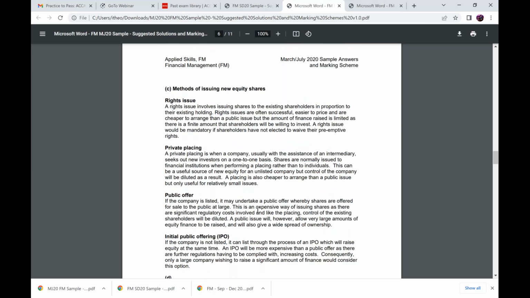One is called rights issue. If you can see on the screen, one is called rights issue. This is a method of issuing new equity shares. What is a rights issue? Explain it briefly. A rights issue involves issuing shares to existing shareholders in proportion to their existing holding. They are often successful, easier to price, and are cheaper to arrange. I think that would be it for a mark.